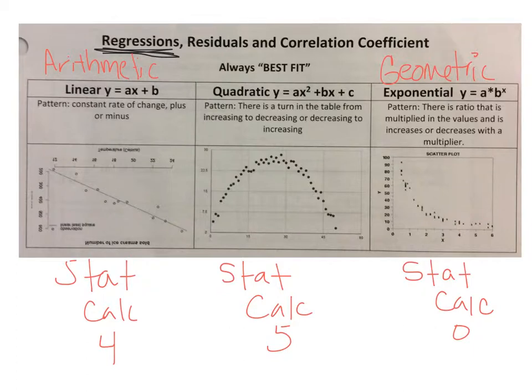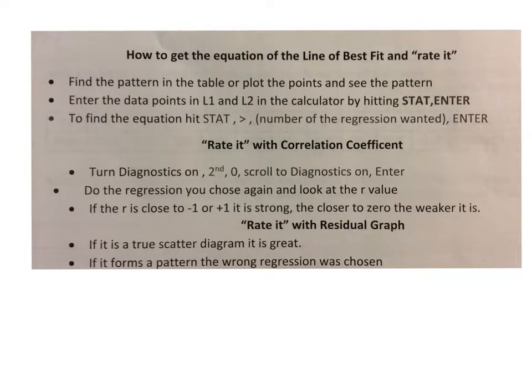We could also at any time plug a table in either the exponential unit or the linear unit into our linear regression and get our equations without having to know my slope or my b or calculating that. The calculator will tell us all about that. Now, how to get the equation of the line of best fit and rate it. That's the key word we're going to talk about today, rating it. That goes along with the word correlation coefficient.